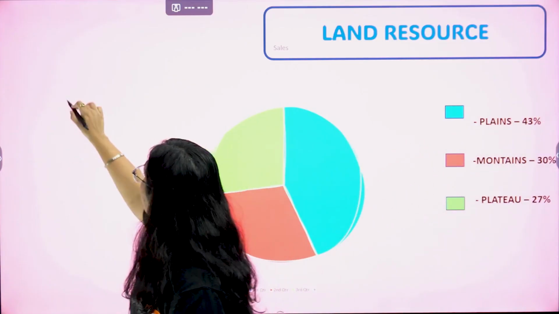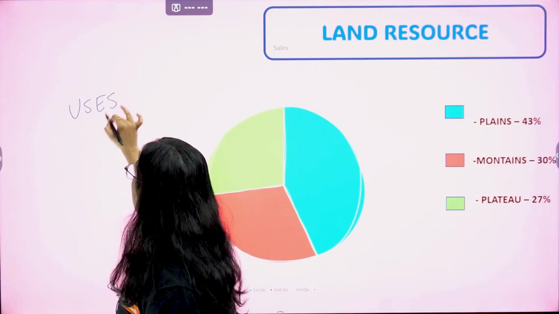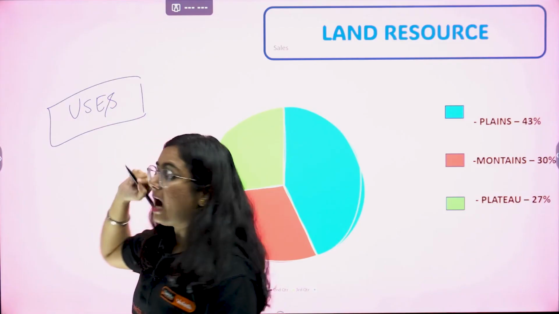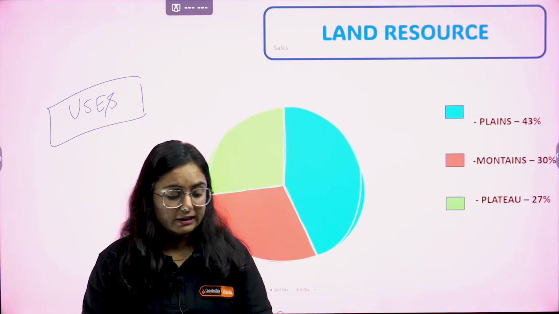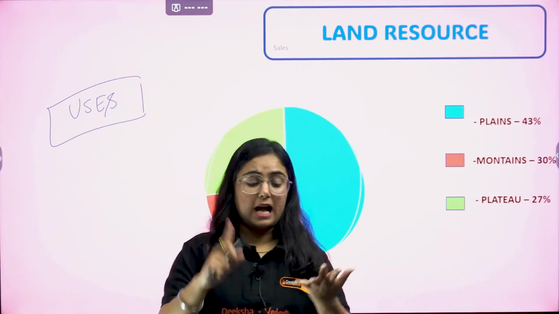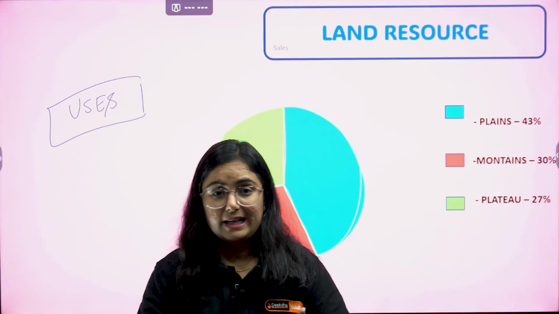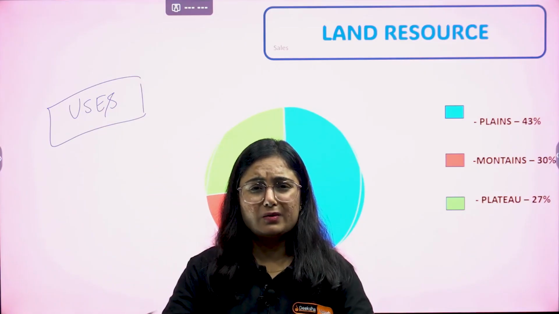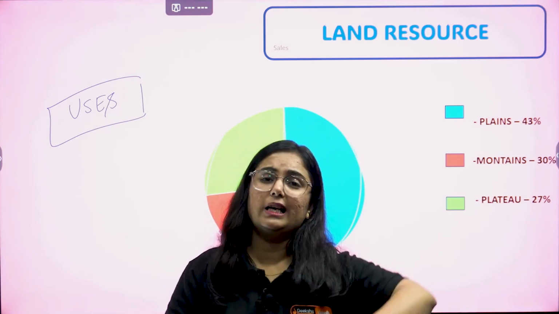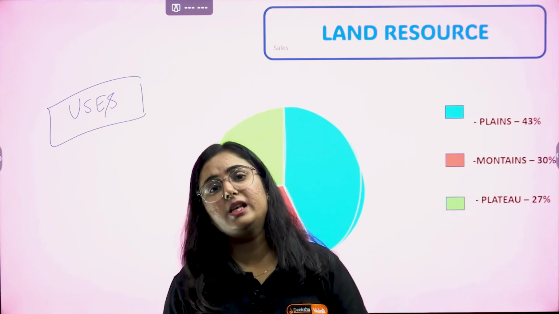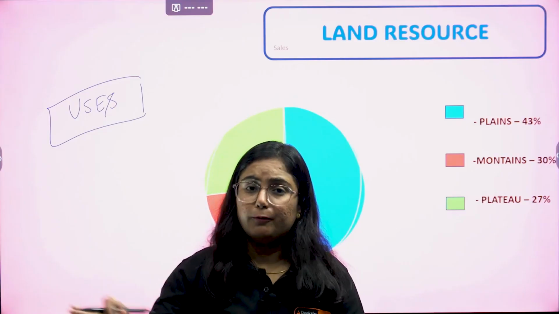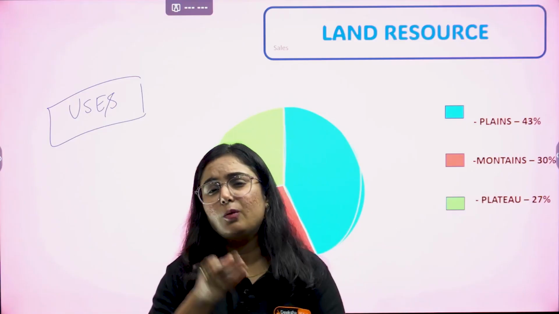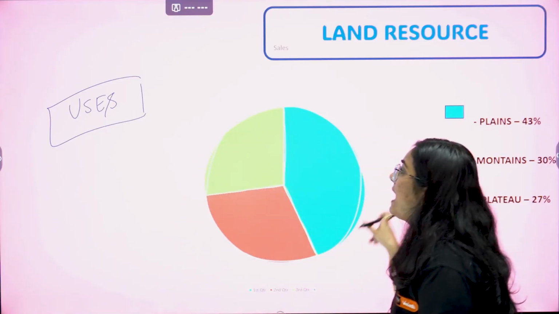If I talk about uses of land area, I am pretty sure that you are very clear that land is used in agriculture, forest, and wildlife. It is very important because we get oxygen from the plants grown on the land area, and rivers flow over the land area. So we know the uses of land area.